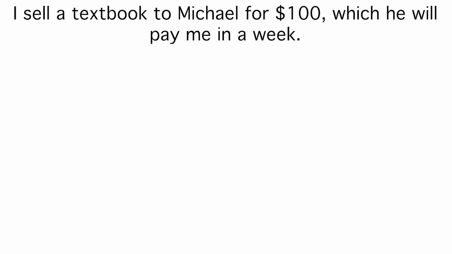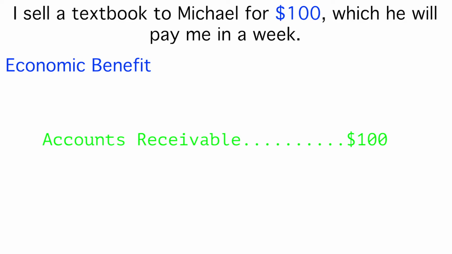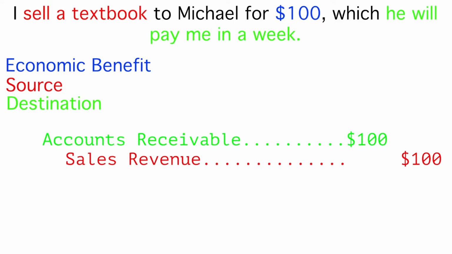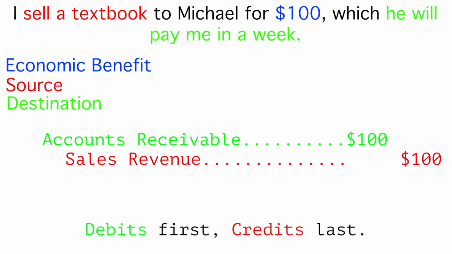Let's look at an example. Let's say I sold a textbook to my friend Michael for $100, and he told me he would pay me next week. Even though I haven't received that $100 yet, it's still an economic benefit because of the revenue recognition principle that we talked about in the last video. In this case, I would debit accounts receivable because the $100 flowed into that account, and I would credit sales revenue because the $100 was sourced from selling my textbook. So, sales revenue is the source, accounts receivable is the destination. Remember, when journalizing transactions, we always list the debits first and the credits last.